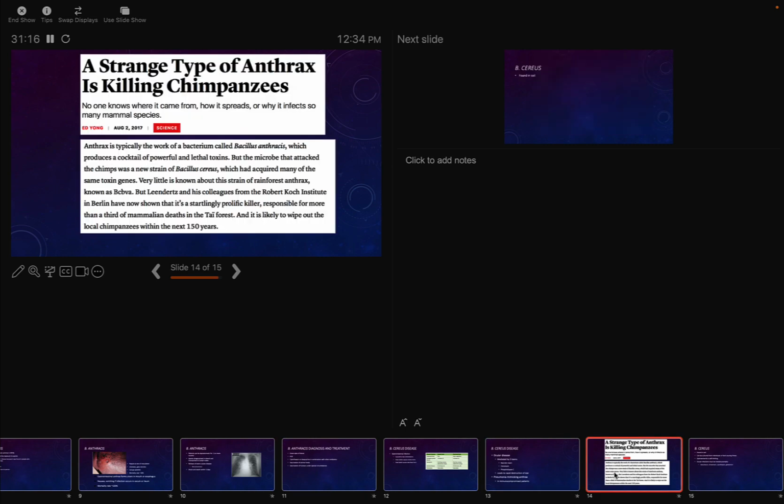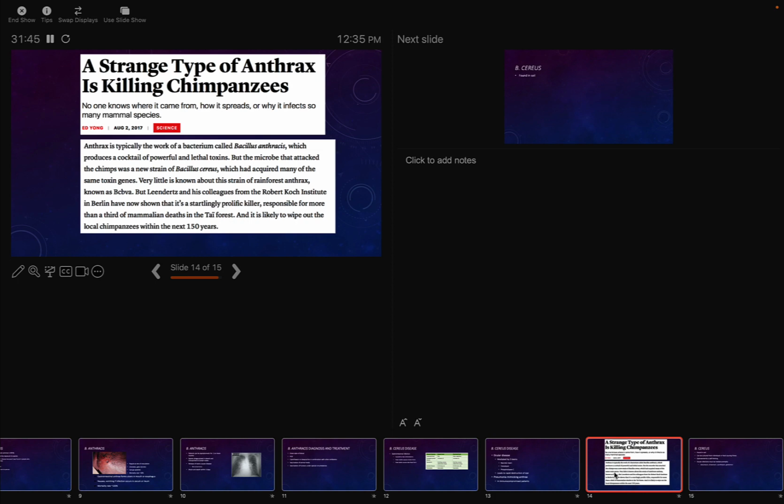Okay, I thought this headline was kind of interesting. Ed Yong is a really good science writer, so he writes about science for popular magazines, tries to make it a little bit more accessible for people. So a strange type of anthrax is killing chimpanzees. It was actually a new strain of Bacillus cereus that produces some of the same toxin that anthrax can produce.